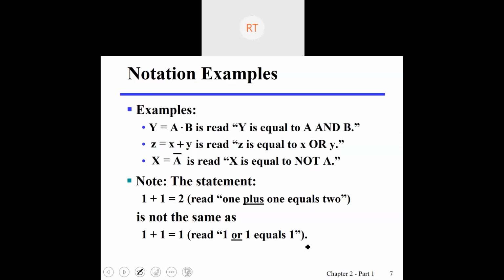Okay? In arithmetic, the statement 1 plus 1 is equal to 2. But here, when you are doing 1 or 1, you are actually doing an OR operation. So the answer of 1 or 1 will be a 1. You are not adding them up, you are ORing them. So you are selecting 1 or 1, of course it will give you a 1. So this is a Boolean operator. It is not arithmetic where you are adding, you are ORing.